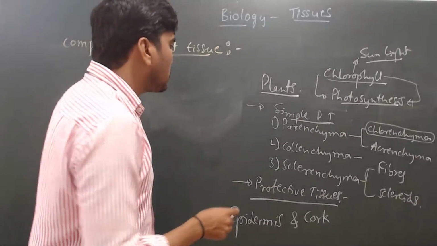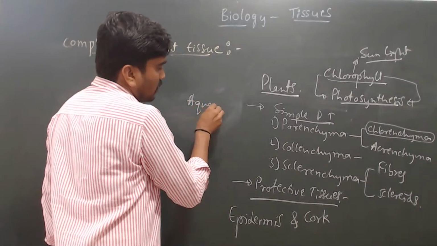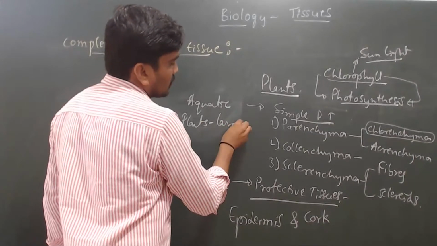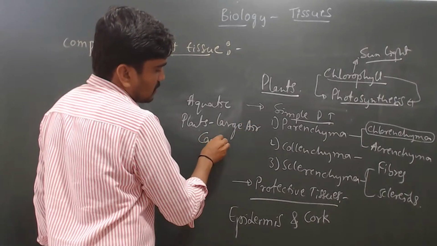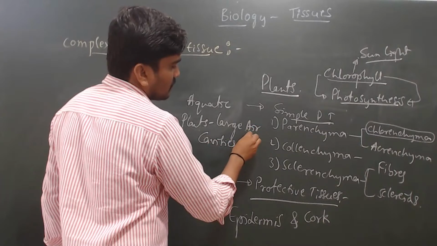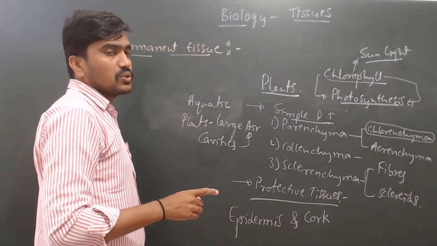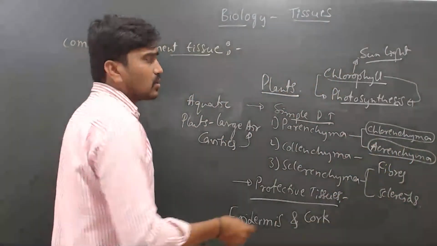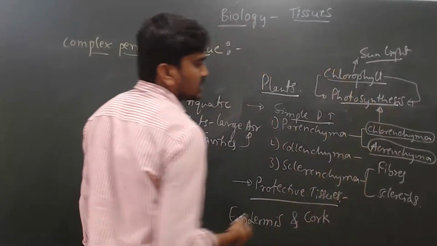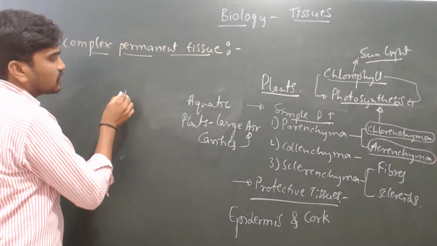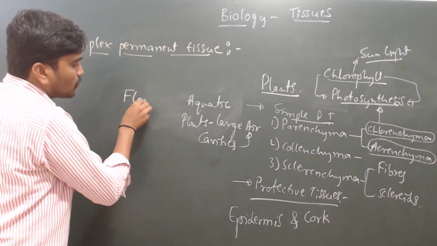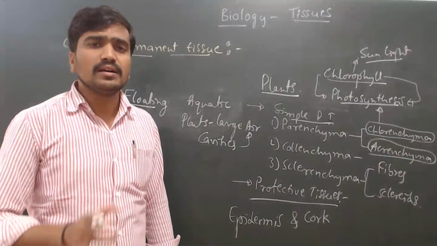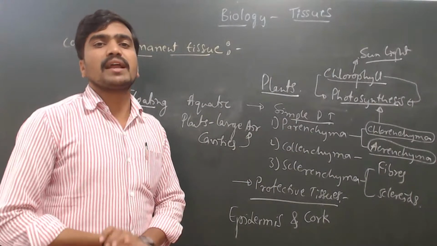Sometimes, especially in aquatic plants, there are large air cavities filled by gas or air. Such tissues, such cells, are called aerenchyma. Chlorenchyma helps to perform photosynthesis. Aerenchyma helps aquatic plants to float. These are the types of parenchyma.